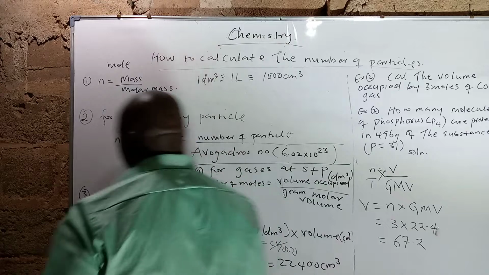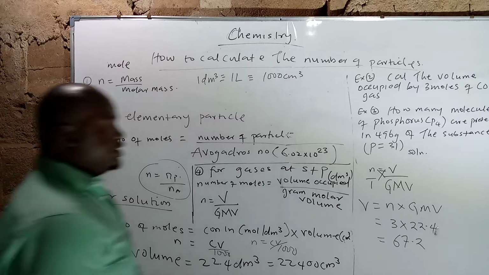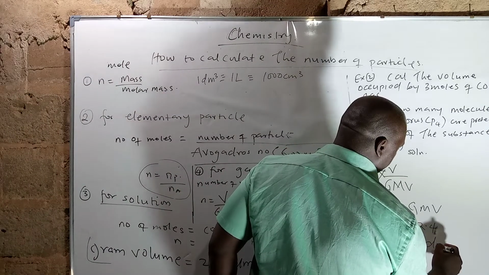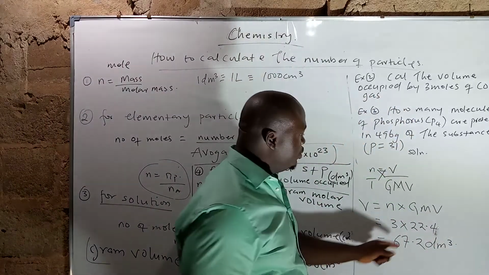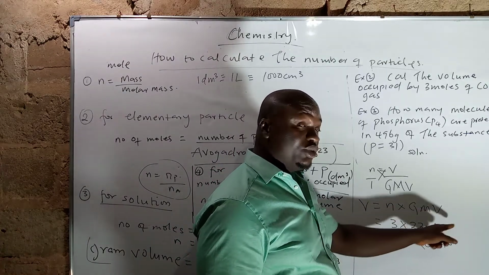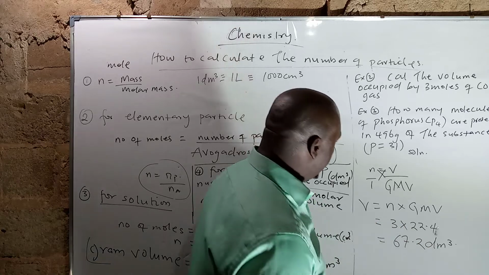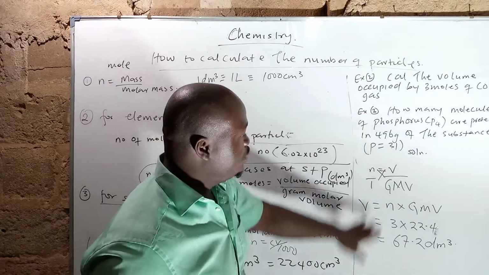67.2. So what is the SI unit? What is the SI unit? Of course, the SI unit is in dm cube. I don't think you use 22400 cm cube. Your SI unit will be in dm cube. So that is it for number 2.